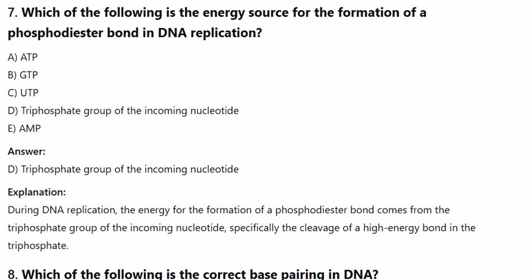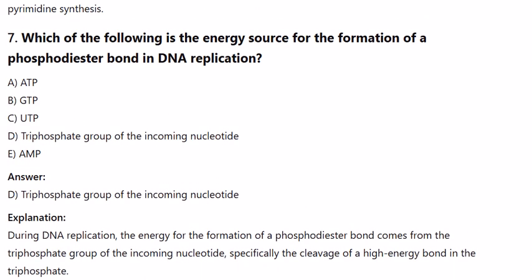7. Which of the following is the energy source for the formation of a phosphodiester bond in DNA replication? A. ATP, B. GTP, C. UTP, D. Triphosphate group of the incoming nucleotide, E. AMP. Answer: triphosphate group of the incoming nucleotide. During DNA replication, the energy for the formation of a phosphodiester bond comes from the triphosphate group of the incoming nucleotide, specifically the cleavage of a high-energy bond in the triphosphate.